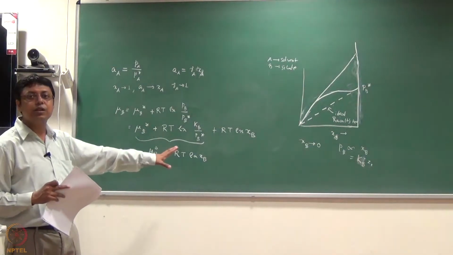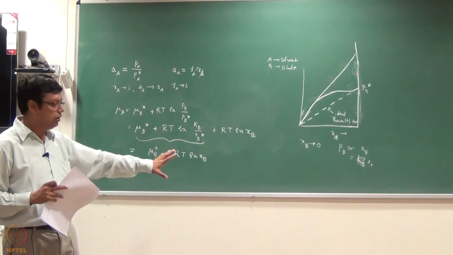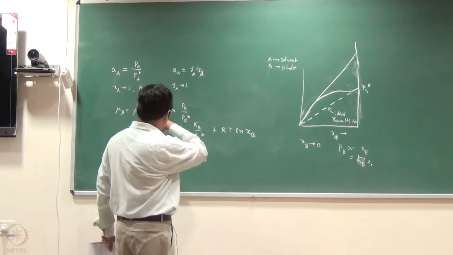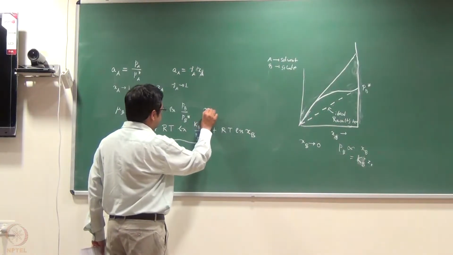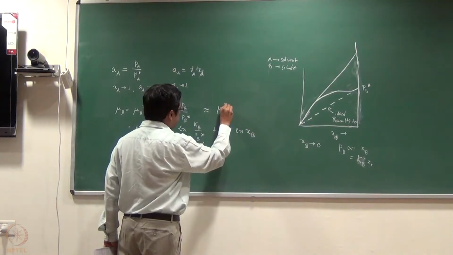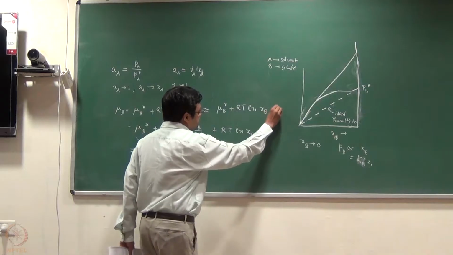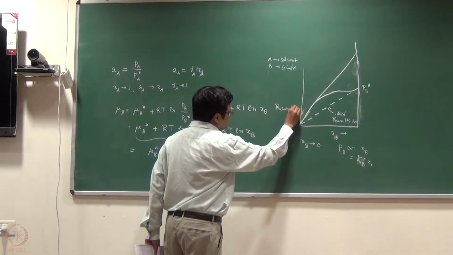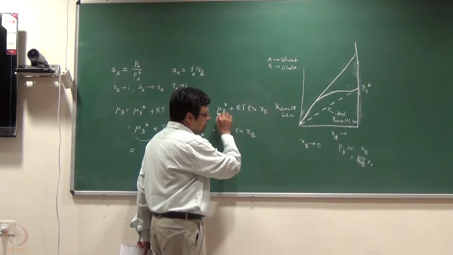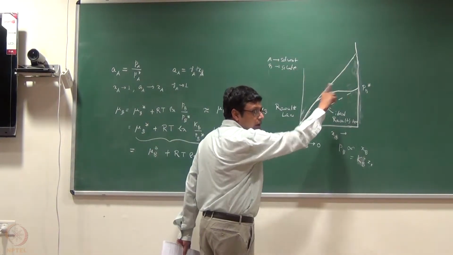This is basically the Henry's law version for the solvent. But again, it will not be true for all concentration. So what I should write is that if B acts as a solvent, then I should have written it as mu B star plus RT ln XB. This is actually Raoult's law. But the condition is that it is valid for all concentration, then only Raoult's law is valid, which is this line. But actually it doesn't.